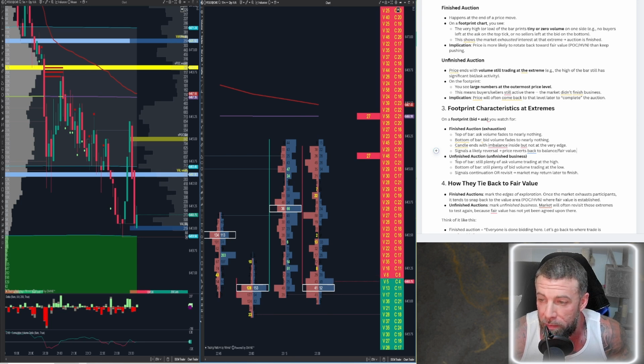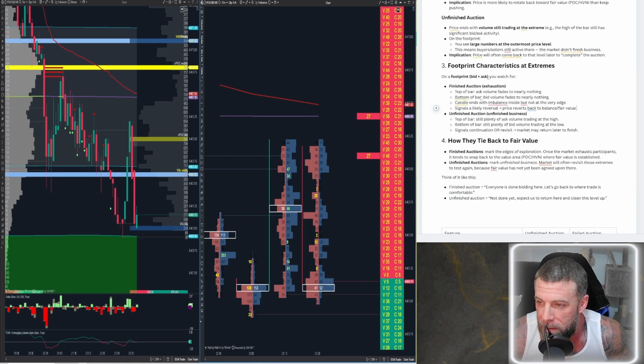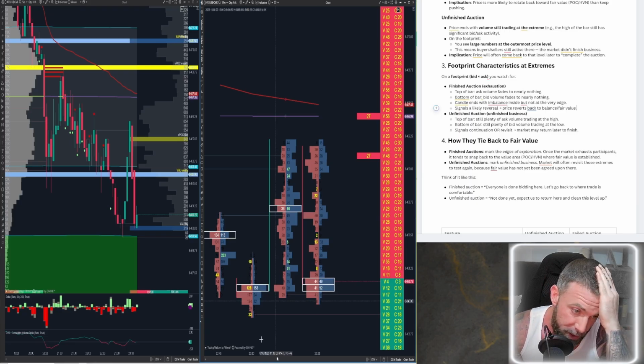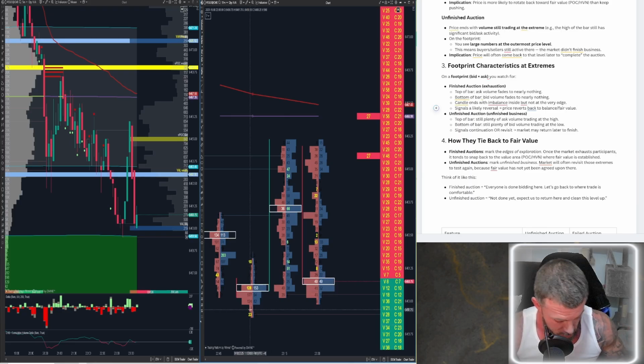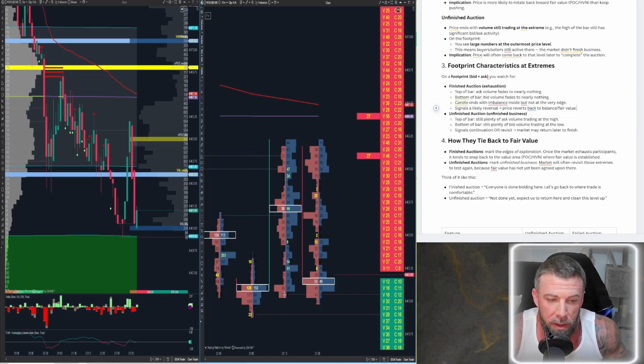And then the unfinished auction is if there's a top of the bar, there's still plenty of ask volume, then chances are it will come back. And the same at the bottom. If there's plenty of bid volume, like down here, if we look, there's plenty of bid volume, then the price will come back and at least somewhere in that area to offer that bid again.